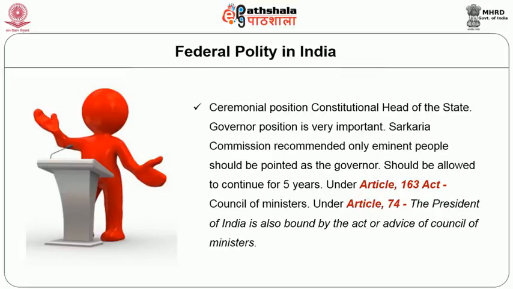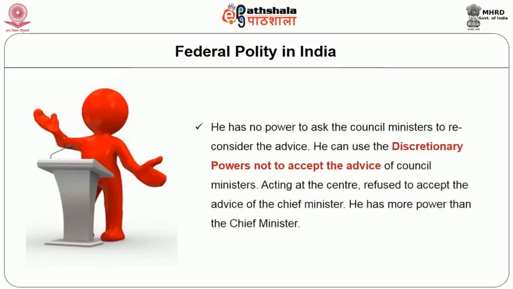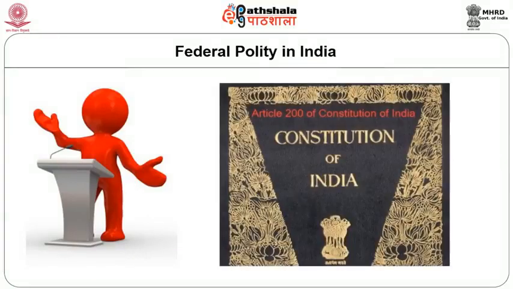Almost the same language is there in the case of Article 163 also, which refers to the Governor's relations with the Council of Ministers. But here, the governor doesn't have the power to ask the council of ministers to reconsider the advice. Here, what the governor can do is use his discretionary power not to accept the advice of the council of ministers. So in many cases, we have seen that the governor, acting at the behest of the center, has refused to accept the advice of the chief minister. And also, as we know, under Article 200, the governor can not only withhold assent. See, if there is an ordinary bill or a money bill, even if it is passed by the state legislature, it goes to the governor for his assent.